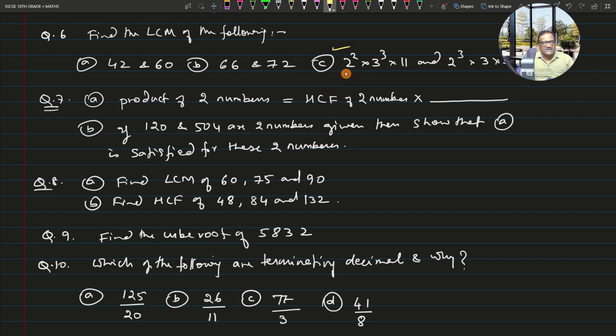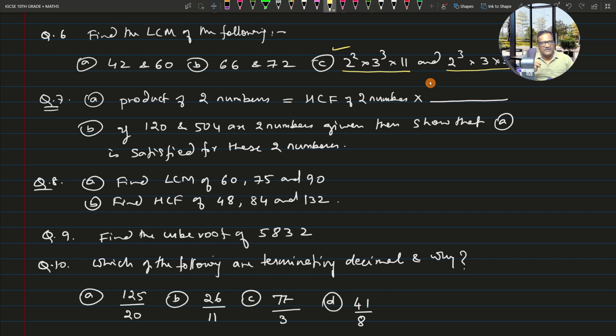Now these are the two numbers, 2 squared times 3 cubed times 11, and 2 cubed times 3 times 5 squared. These are already in prime factor form. The two numbers are in the form of the product of prime factors. So what you have to do from these two numbers is take one by one the common ones.